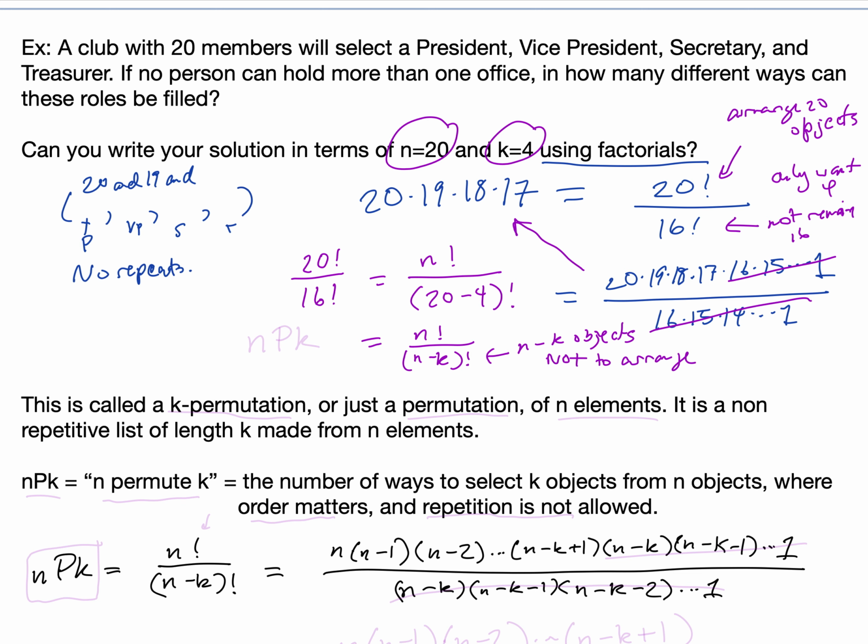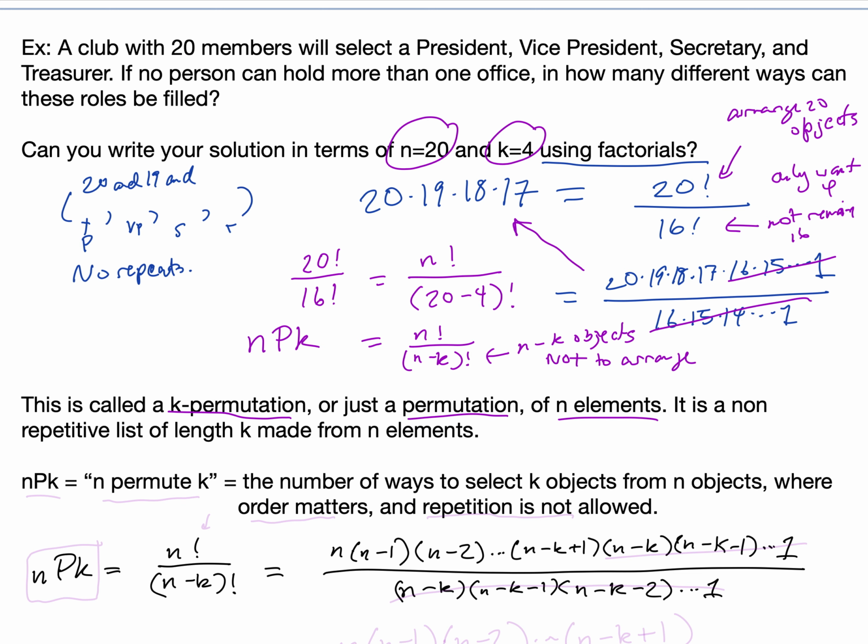So that's where that formula comes from, and in general, this is the formula n permute k, the number of ways to select k objects from n objects with no repetition where the order matters. So this is called a k-permutation, or just a permutation of n elements, and it's a non-repetitive list of length k made from n elements.